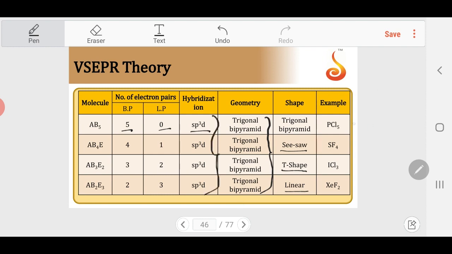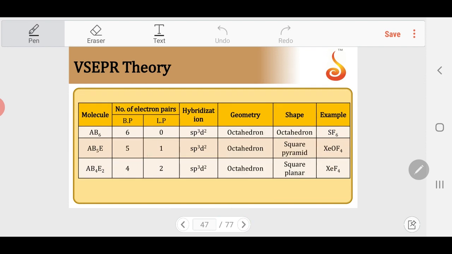Examples: for all 5 bond pairs, it will be PCl5; 4 bond pairs and 1 lone pair will be SF4; 3 bond pairs and 2 lone pairs will be ICl3; and 2 bond pairs and 3 lone pairs would be XeF2. So 4 shapes are possible for a molecule with a central atom that is sp3d hybridized, that is trigonal bipyramidal, seesaw, T-shaped and linear.